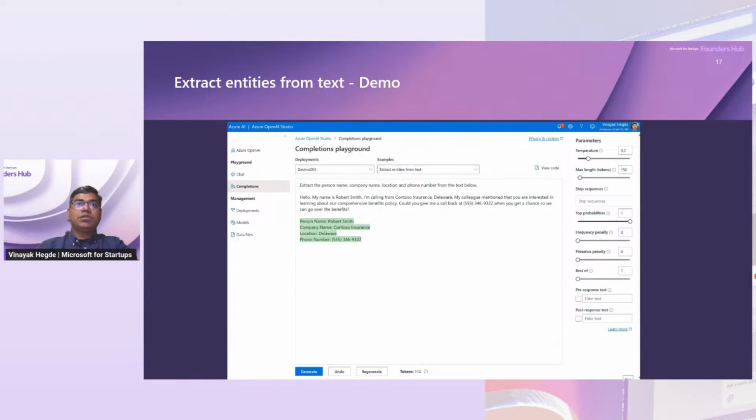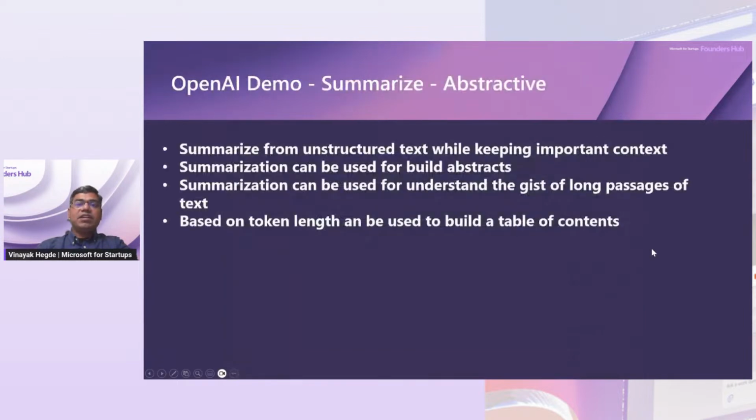It's also able to figure out that Delaware is a location in the US. It's also able to understand the phone number, right? The phone number again has an area code and then the number with a hyphen in between, but it's able to figure that out very easily. So with that, let me move on to the next demo, which is summarize and then abstract what is there.